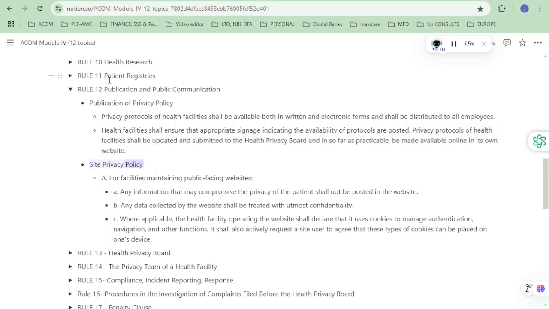Site privacy policy. A. For facilities maintaining public-facing websites. A. Any information that may compromise the privacy of the patient shall not be posted in the website. B.